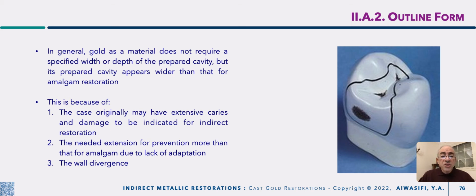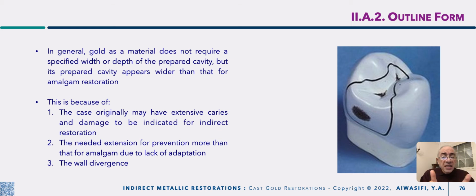Why? Because the case, as we discussed before, is indicated for cast gold or indirect gold as being extensively damaged. That's why it is indicated for indirect metallic restoration, and that's why it's a wider cavity from the start. The needed extension for prevention is slightly more than that for amalgam because of lack of adaptation.